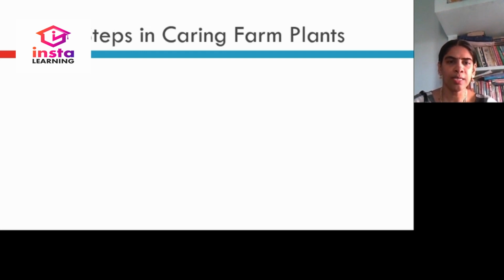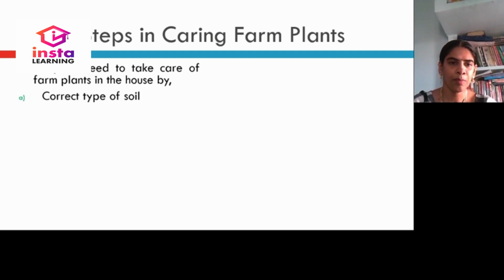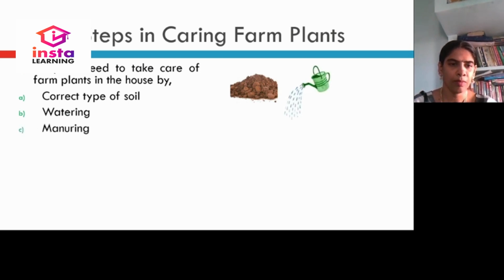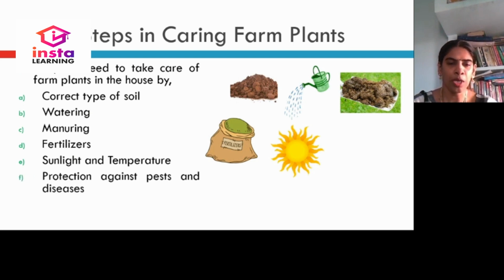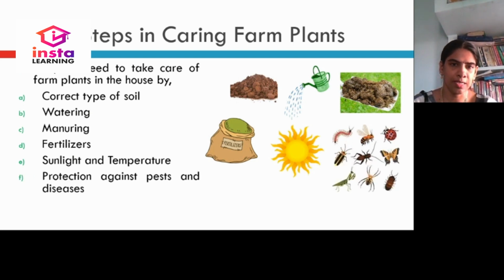Now let us finalize the steps in caring for farm plants. We need to take care of farm plants in the house by choosing the correct type of soil, proper timing of watering, manuring, applying fertilizers, giving an apt amount of sunlight and temperature, and protection against pests and diseases.